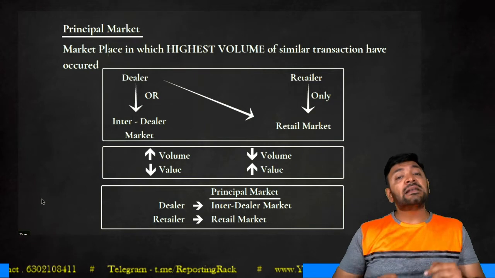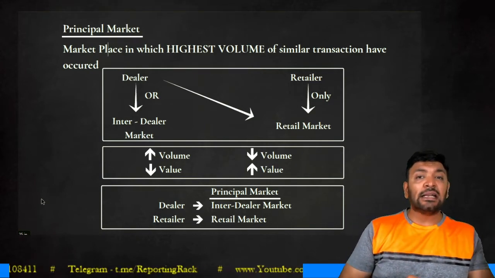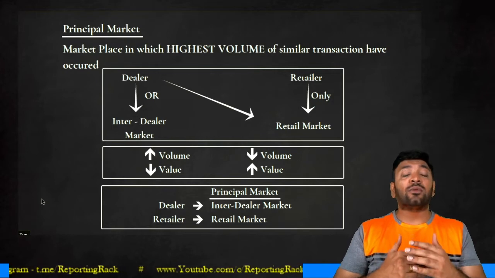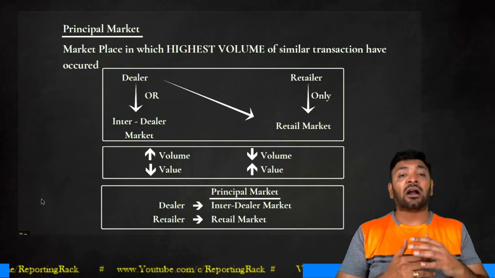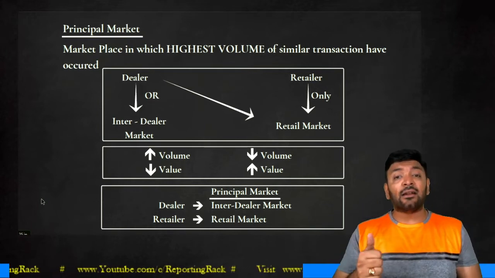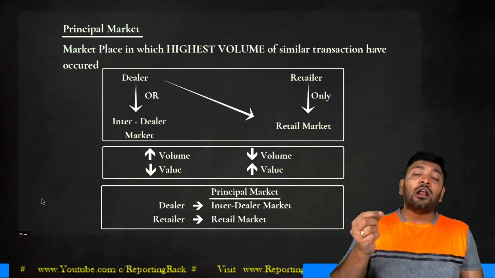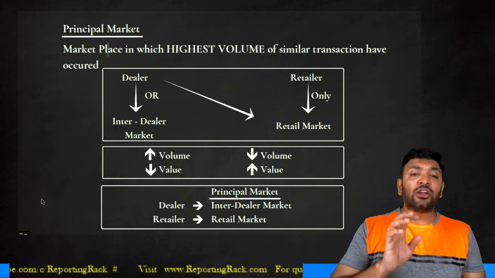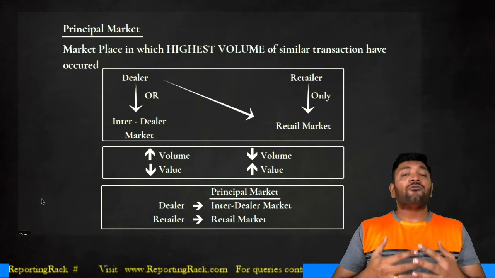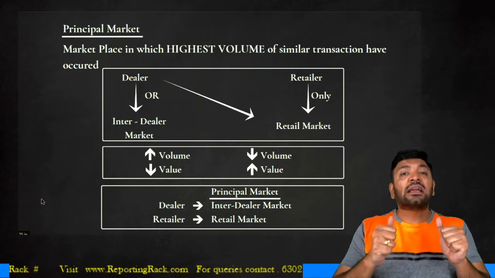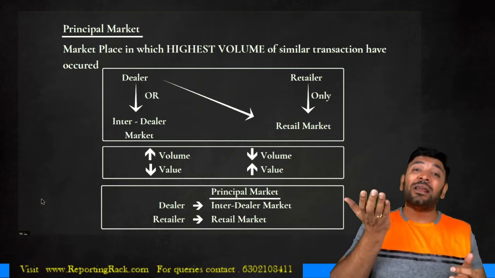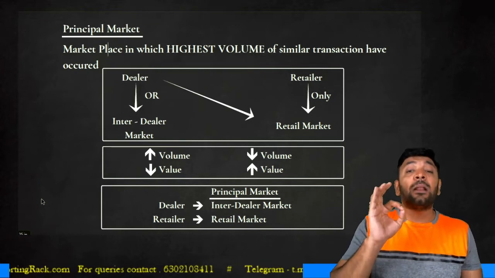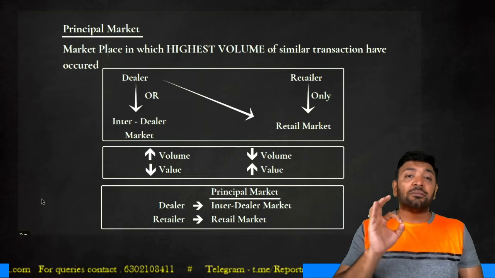Same way, a dealer has access to the interdealer market as well as a retail market. In the interdealer market, the volumes transacted are very high, but the value at which transactions normally occur is slightly lower. But look at the retailer. In a retail market, the volumes are generally lower, but the value at which the transaction has occurred is slightly higher. In this given example, if I am trying to determine the fair value for a dealer, then which market will I choose? If I choose the retail market, then the value will be higher, but I cannot choose the retail market. I'll have to choose the interdealer market, because the principal market is a market in which the highest volume of similar transactions are traded.